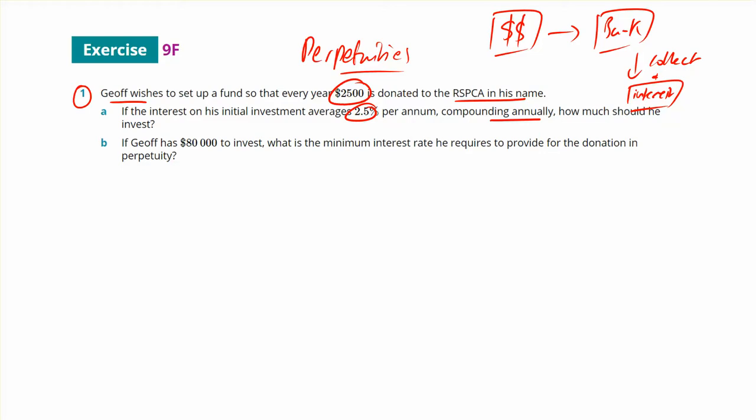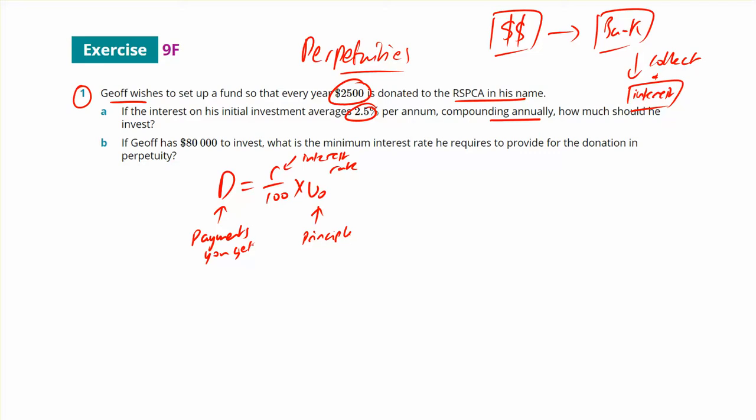Okay, so let's work this out. The formula is D equals R on 100 times V0. What does D represent? D represents the payments, the payments you get. V0 represents the principal, and R represents the interest rate.